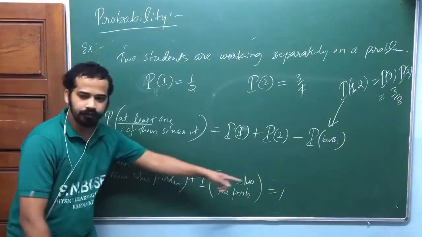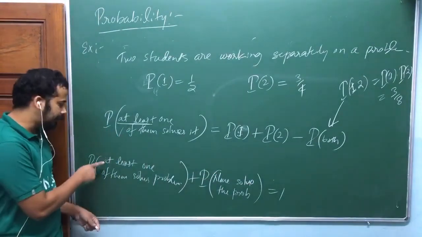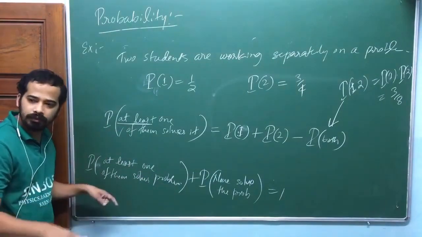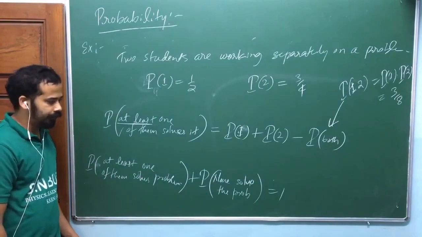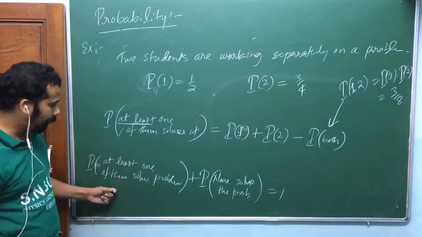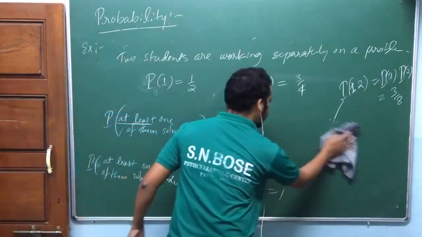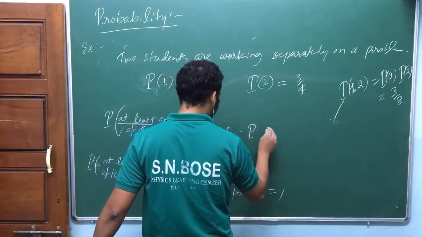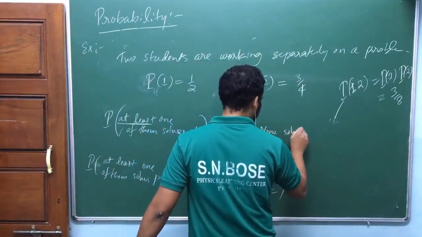When you add these two probabilities, you should get 1. Is that okay? In a typical case, either this happens or this happens. Either at least one student solves the problem or no student solves the problem. So the addition of these two probabilities should be equal to 1. Then this probability can be written as 1 minus the probability that none of them solve the problem.